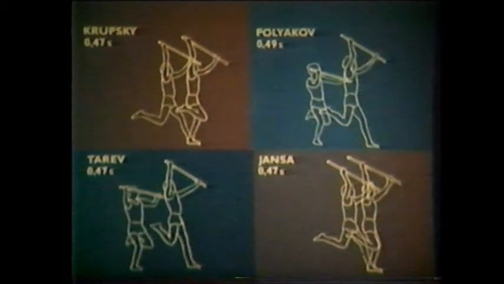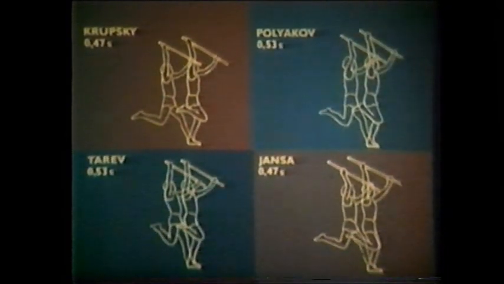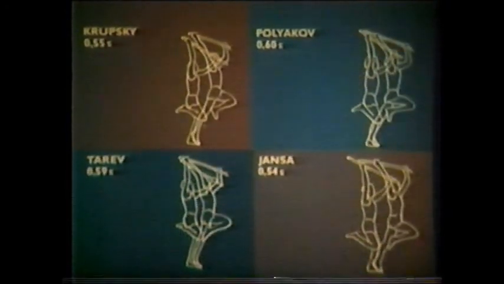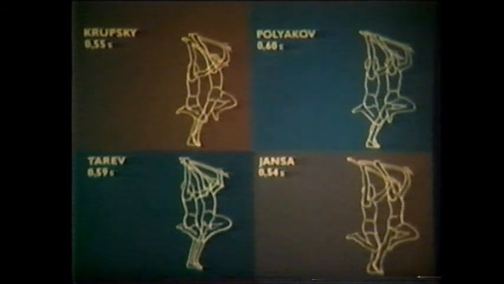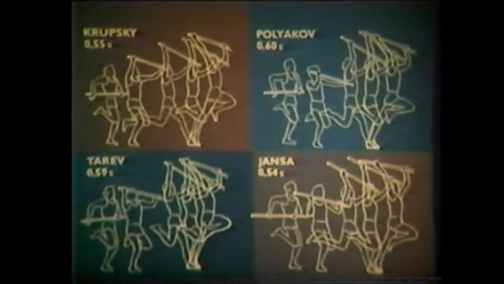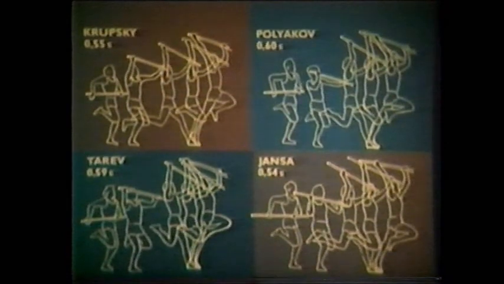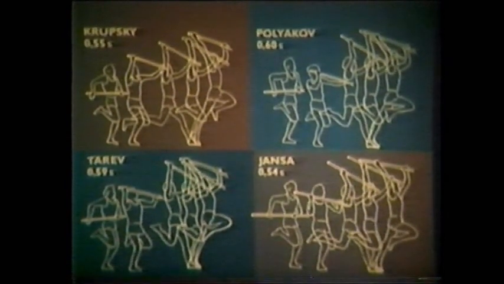Krupski and Jansa transfer the body weight to the pole equally with both hands. Polyakov's left arm is insufficiently rigid. His transition to the pole is less dynamic. Tarev goes on bending backwards, thus breaking his advance. Jansa and Krupski confirm that the pole plant technique is crucial for the transfer of the kinetic energy into the pole bend and for the further progress of the vaulter pole system forwards and upwards.